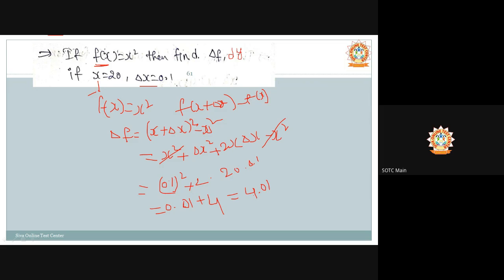So now try to see, just try to see, this is the change in your entire function. Let us suppose here x is equal to 20, right? That is x square. So what does x square become? If x is equal to 20, what is x square?